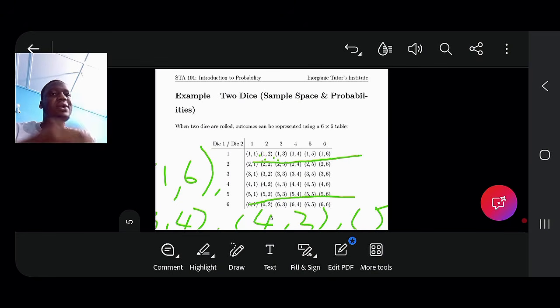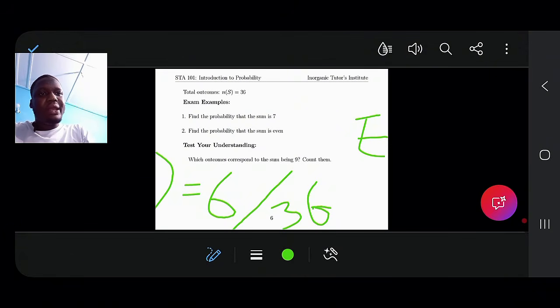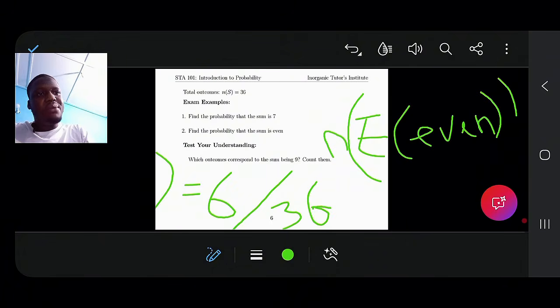After listing them, cross-check your events: whether for each of the elements you've written there, when you sum them, you get an even number. When you do that and you think everything is complete, you've selected all the outcomes that give us an even sum. When you are through with that, count them and determine the number of outcomes that will give us a sum to be even.